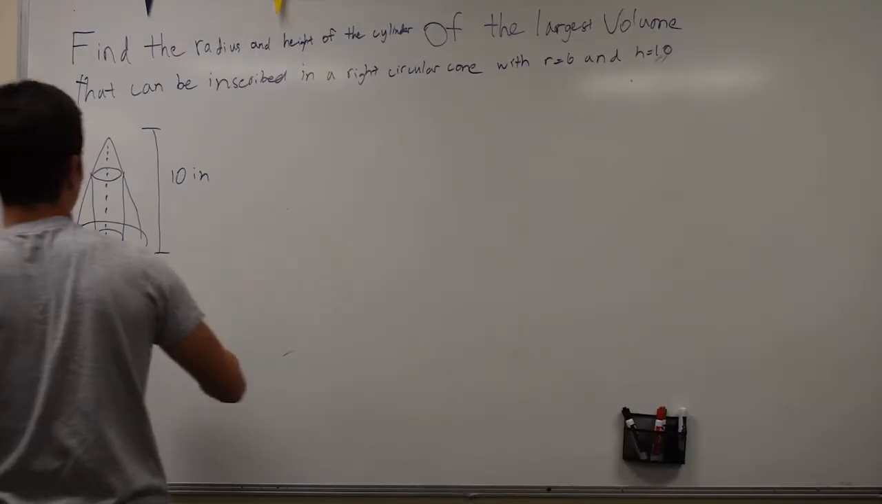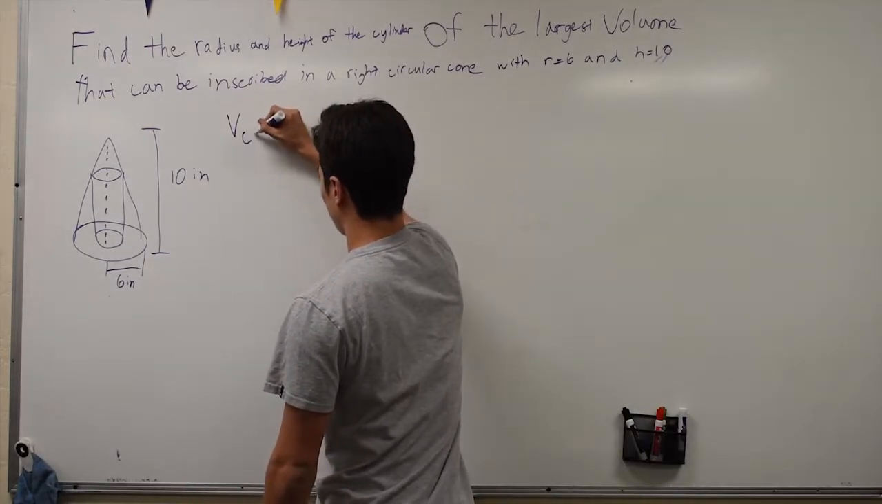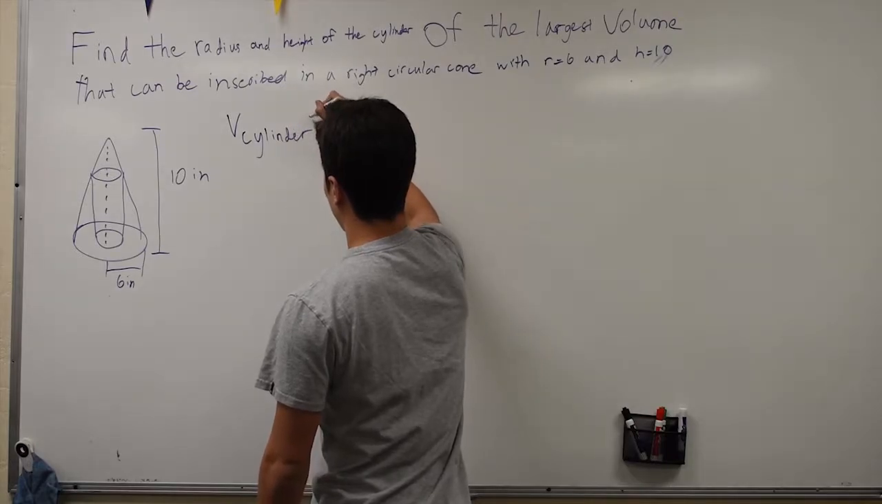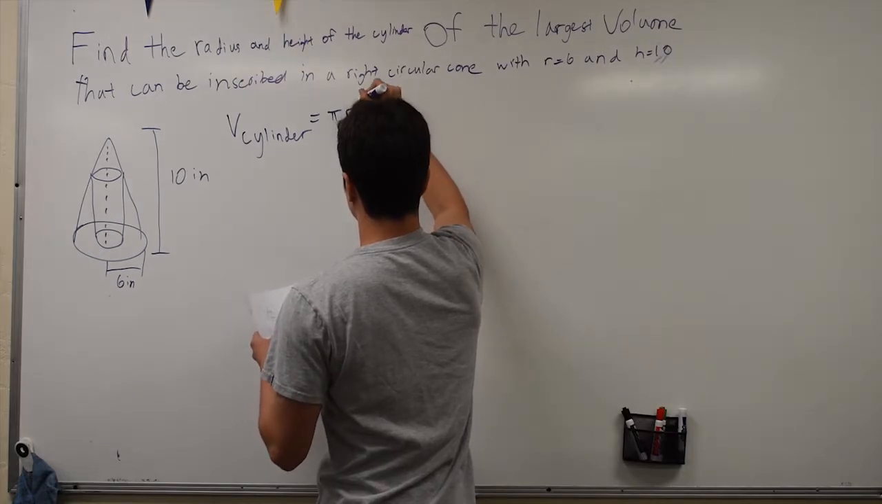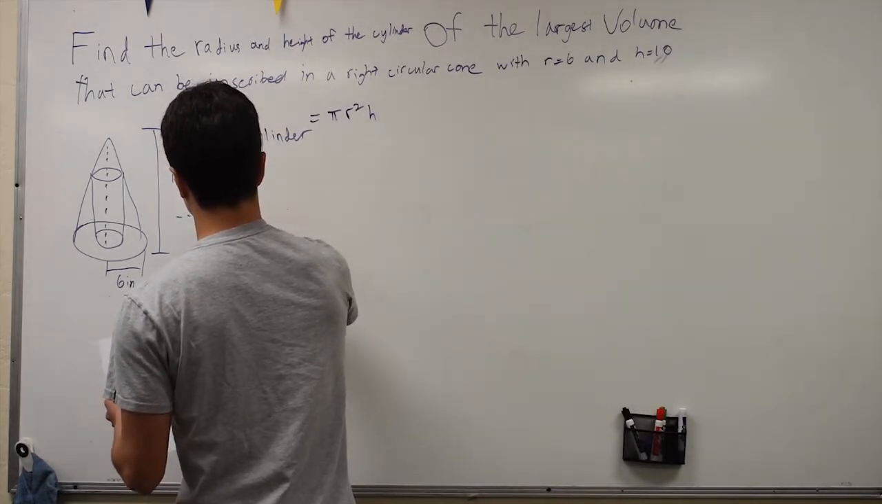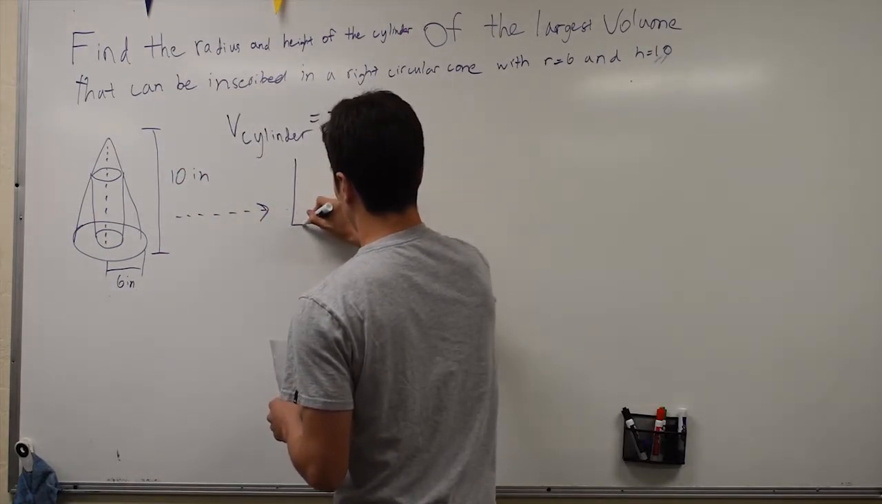The question is asking us to find the radius and height of a cylinder inscribed in a cone that has the maximum volume. The height of the cone is 10 inches and the radius is 6 inches. To find the radius and height of the cylinder with the maximum volume, we must take the derivative of the volume equation for cylinders. In order to find the radius when the volume is at a relative maximum, you have to set the equation in terms of volume and radius.